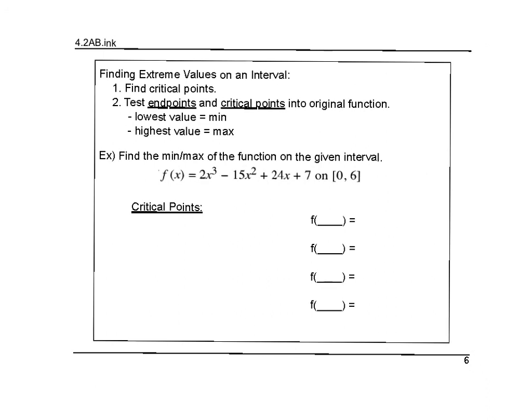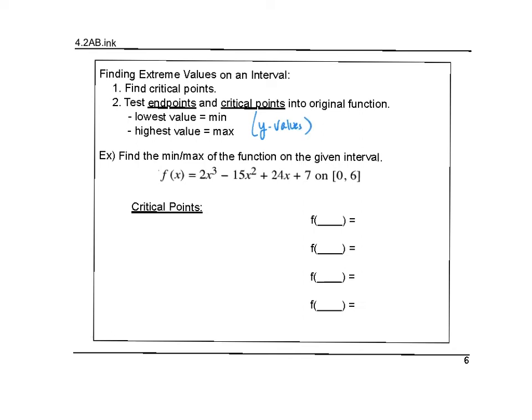Okay, so how do we find these extreme values? First, we find the critical points, just like we were doing. Then we're going to test the end points, so the domain restrictions, and the critical points into the original function. The lowest y value is your minimum. The highest y value is your maximum. The overall height is what we're looking at.